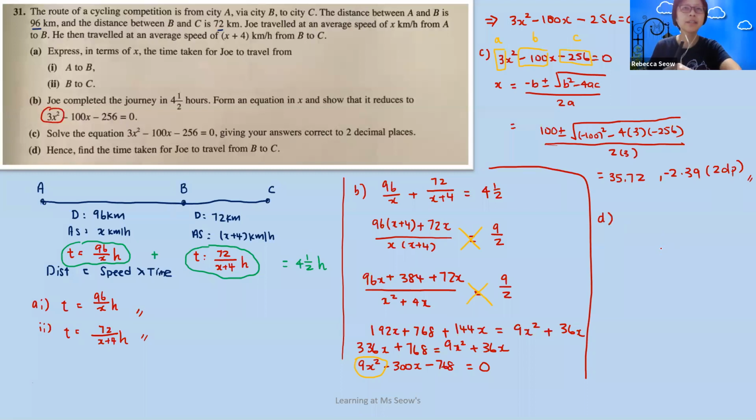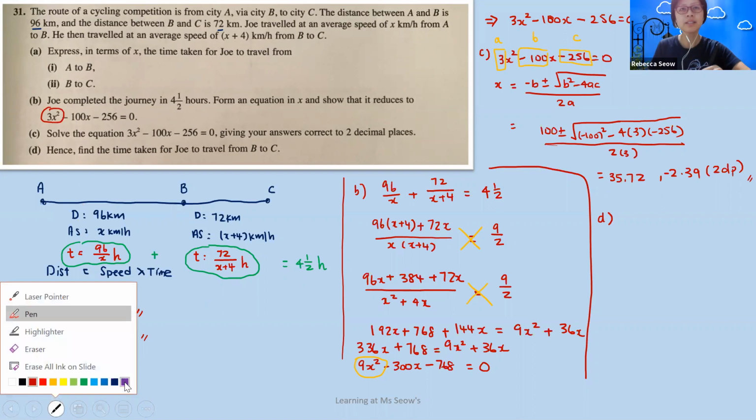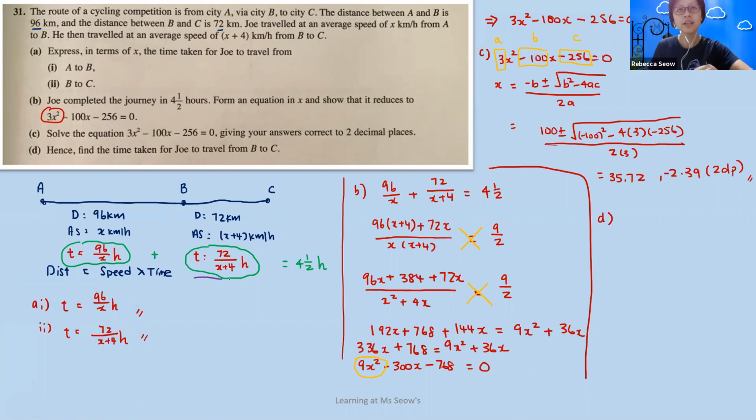Hence, find the time taken for Joe to travel from B to C. So from B to C, if we were to refer back to the drawing, the time that is taken would actually be referring to this portion here. Yeah. So the time taken will be 72 divided by x plus 4. Now at this point, we have found two values of x, right?